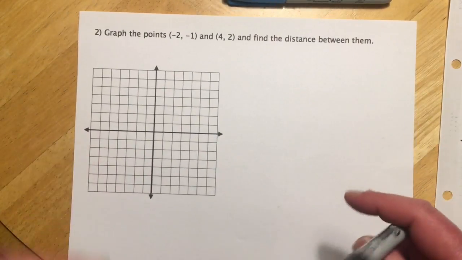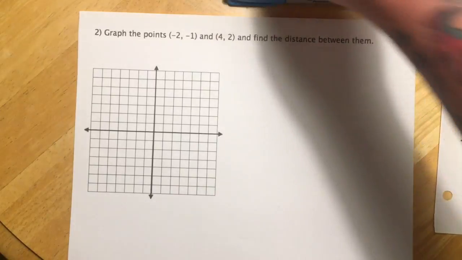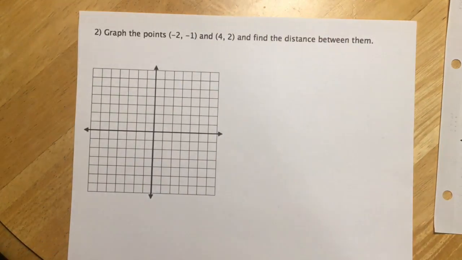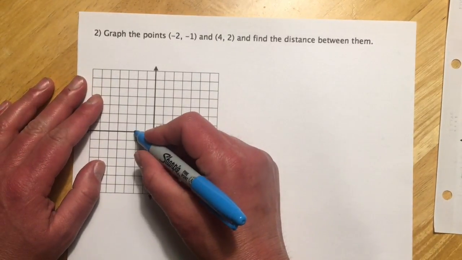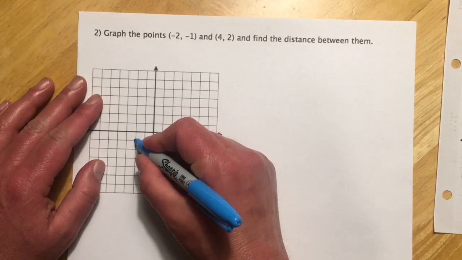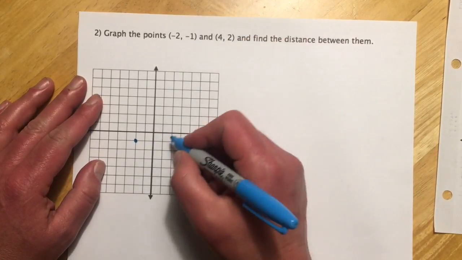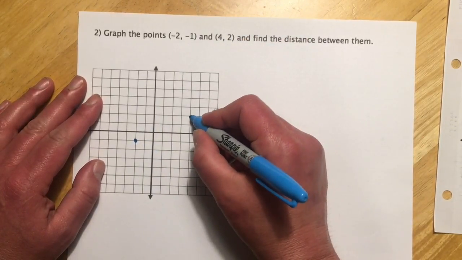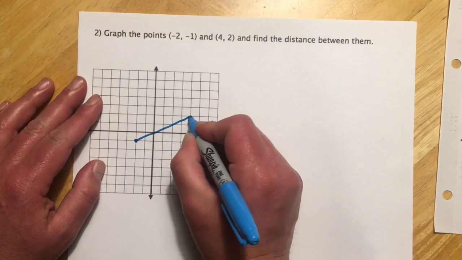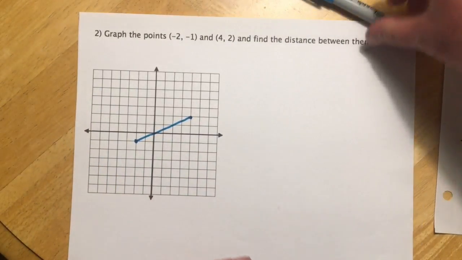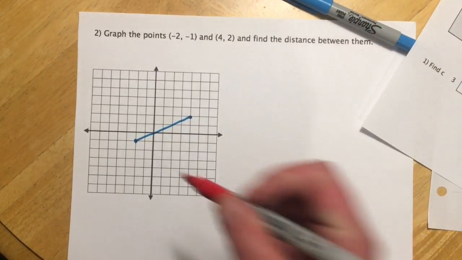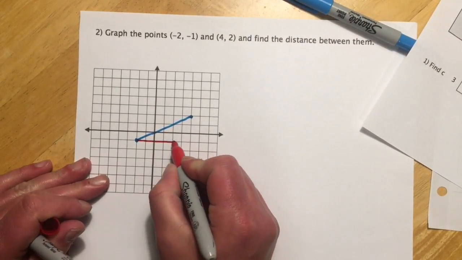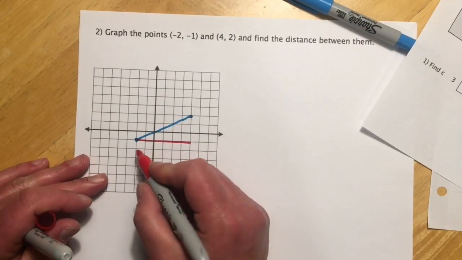Actually, before I do the distance formula there's one more in between, and that's to graph these 2 points and then find the distance between them. So -2, -1: if x is -2, y is -1, that's right here, and then 4, 2: when x is 4, y is 2. So we're looking for that distance right there. And the easiest way to do that is to just draw a triangle, and then count the boxes.